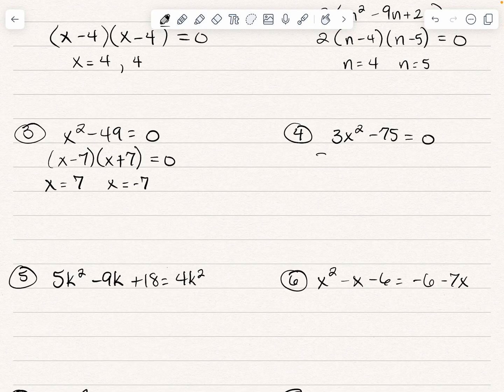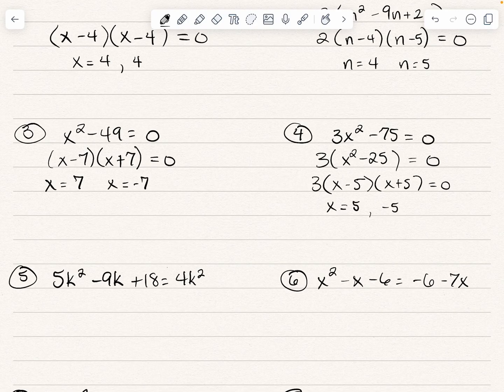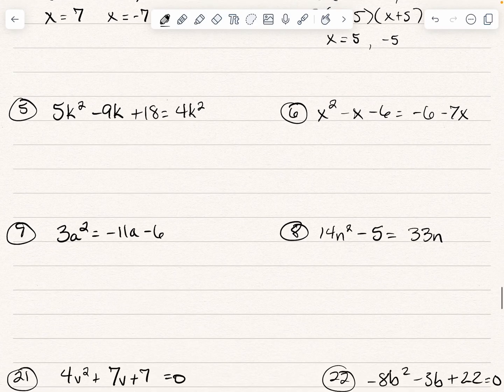Okay, on number 4, we can divide both of these by 3. And so we get x squared minus 25 equals 0. And this will split up and factor into x minus 5 and x plus 5 equals 0. That will mean that our x's are equal to 5 and negative 5.